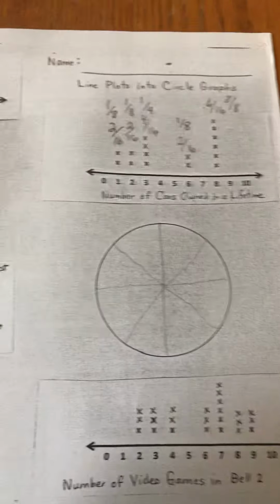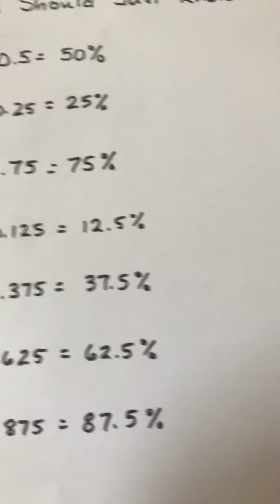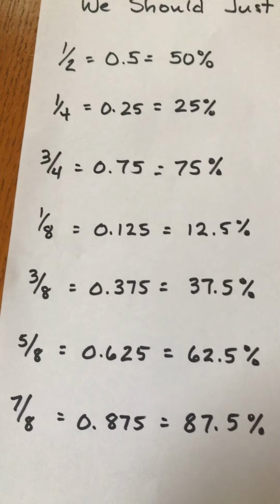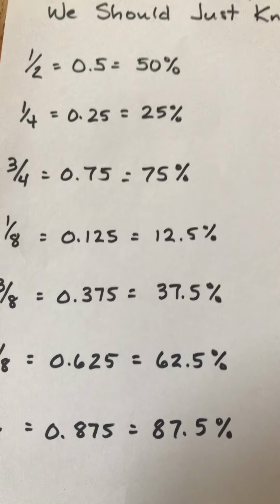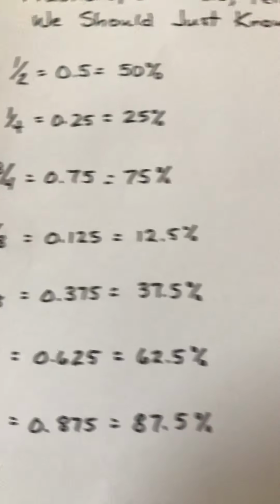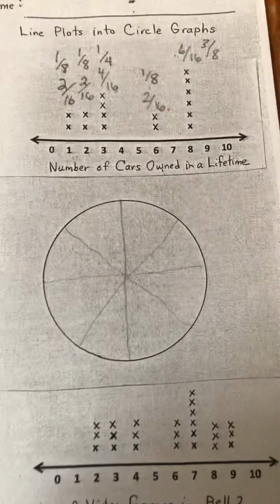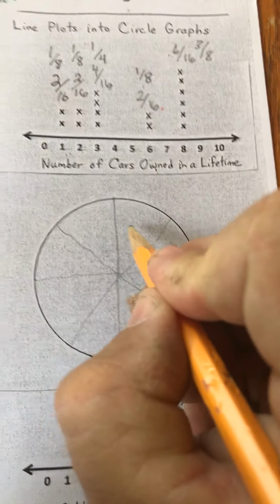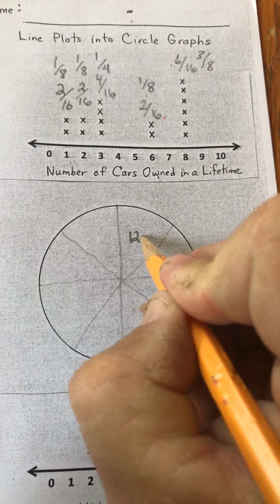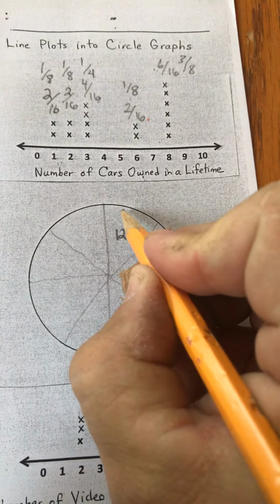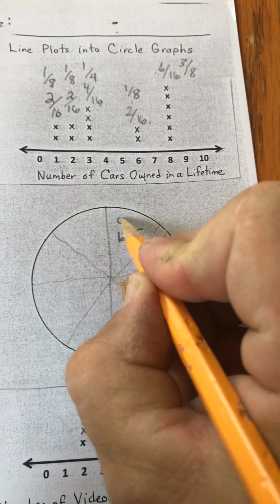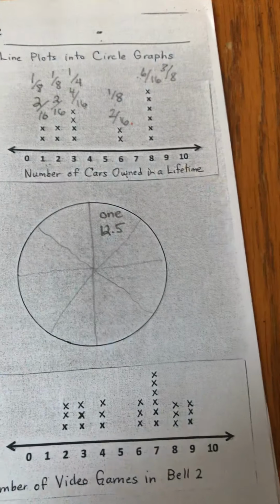Now, if I have my chart in front of me, the one that I showed you at the beginning, 1/8, the fraction, turns into 12.5 as a percent. So I'm going to go back over to my circle. This is 12.5% of the circle, and it represents the people that had 1 car in their lifetime.